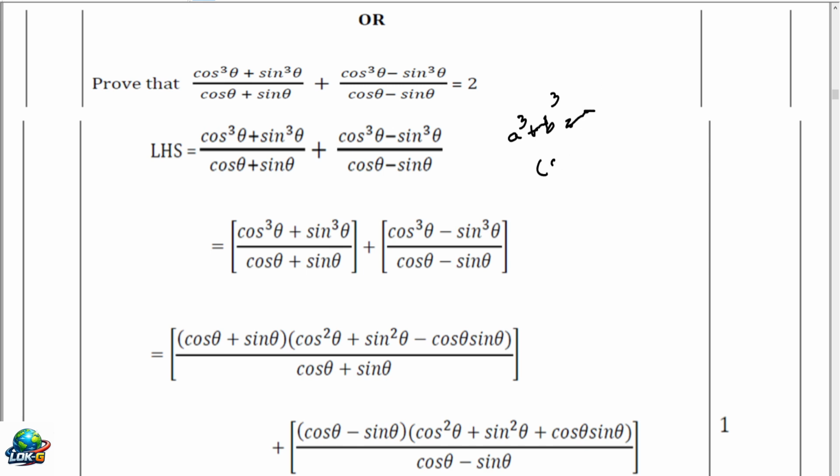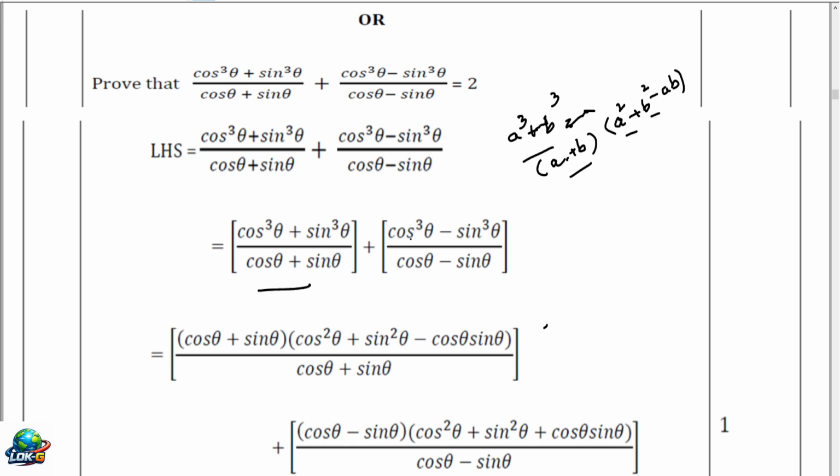a cube plus b cube will be equal to a plus b into a square plus b square minus ab. You studied this in 9th standard. We are applying it here, that is trigonometry. Trigonometry is application. First thing, a cube plus b cube: a is cos theta, b is sin theta. a plus b is cos theta plus sin theta. a square is cos square theta, plus b square sin square theta, minus ab. ab is cos theta into sin theta. Upon cos theta plus sin theta, retained as it is.